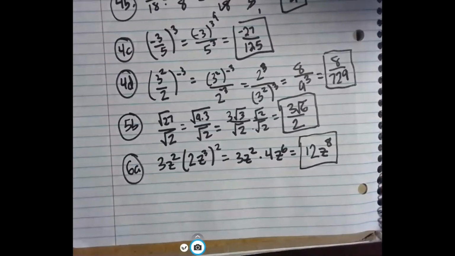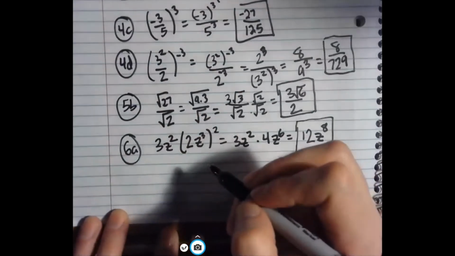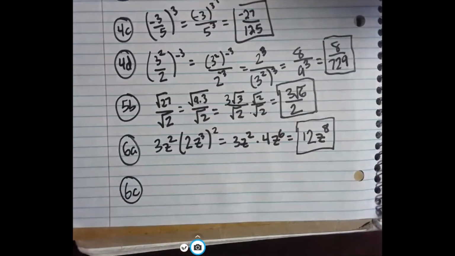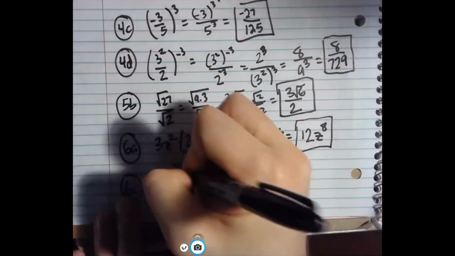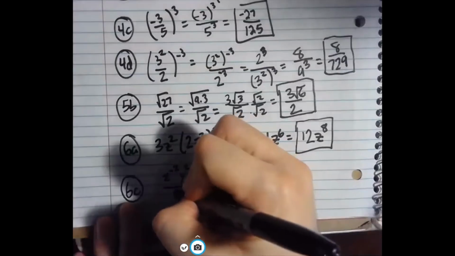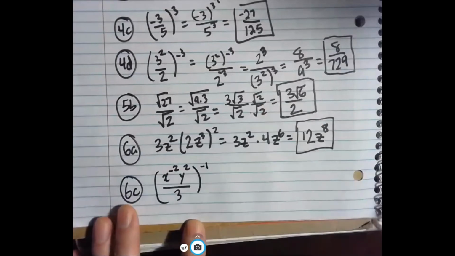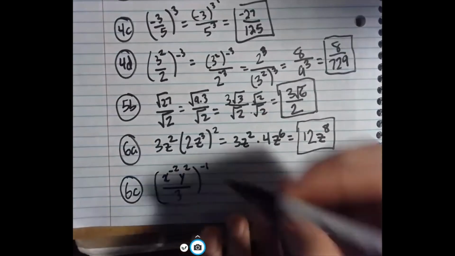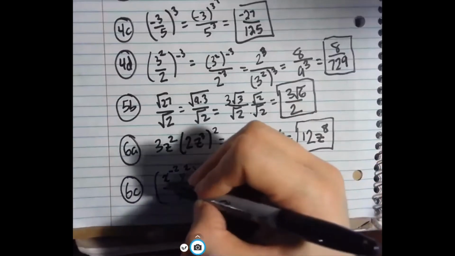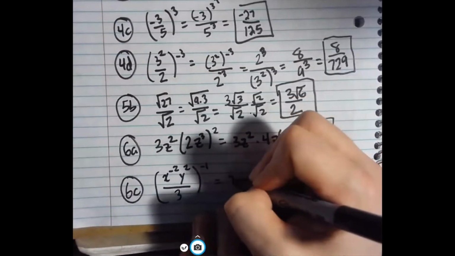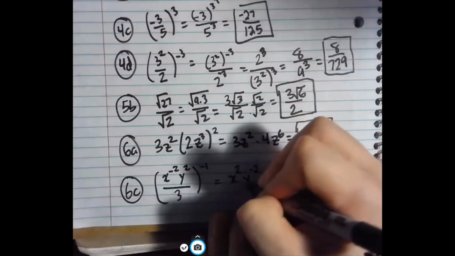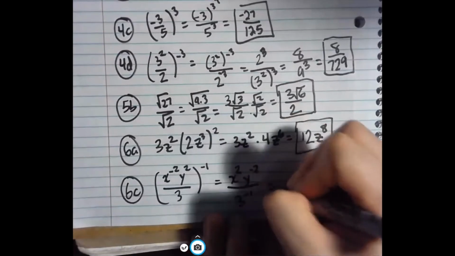Next up, we have 6c. We have x to the negative second, y squared, all over 3. And then we're going to raise that to the negative first power. There's a couple ways to approach this. One way, we can just distribute this negative 1 here to all of our factors. So when we do that, we're going to multiply the exponents. That's x squared y to the negative second all over 3 to the negative first.